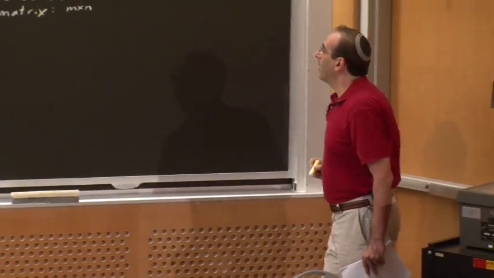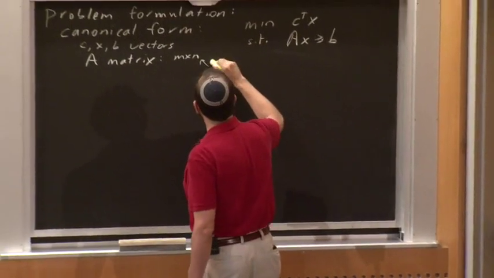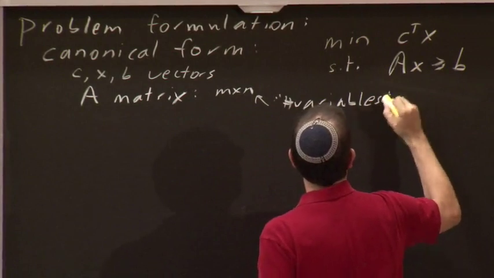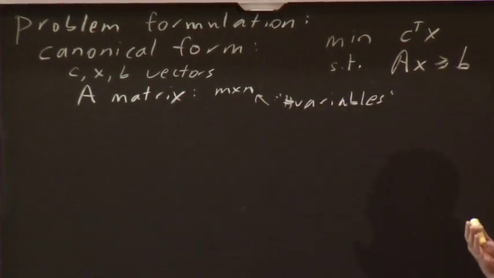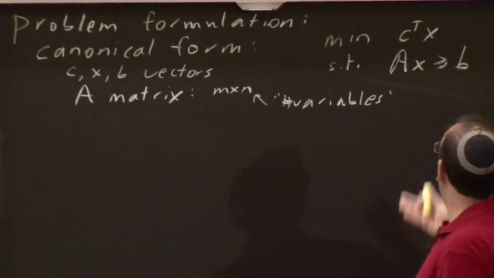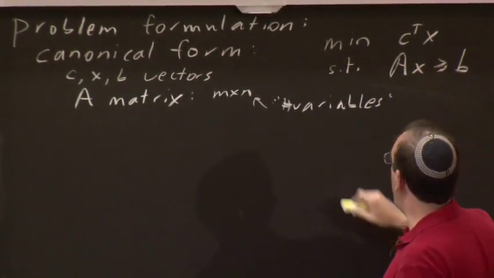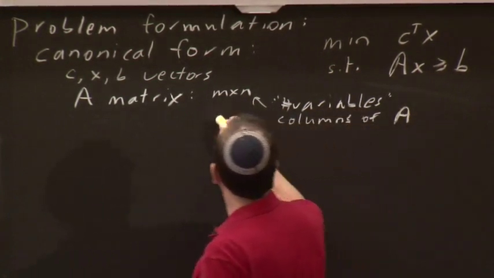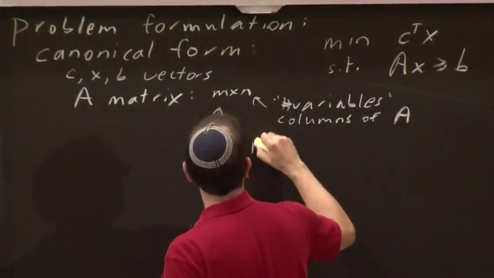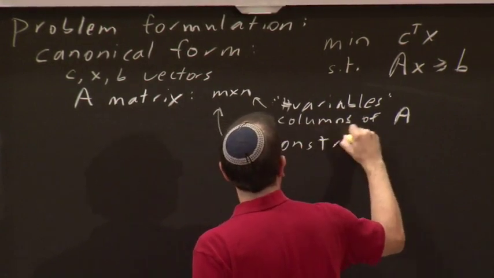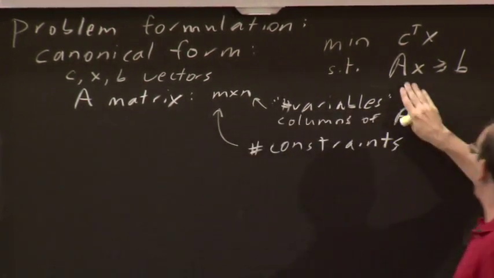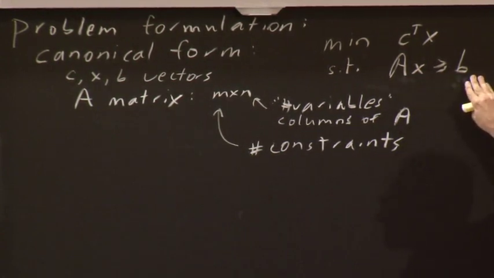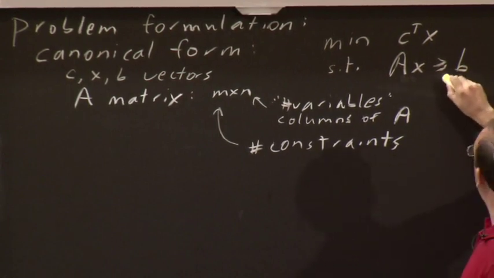Okay? Yeah, so in fact, n is going to be called the number of variables. It's the dimension of the vector x, and is therefore also the number of columns of A. And m is going to be the number of constraints. So I've got here this slightly odd notation where I've said this vector is greater than or equal to this vector. Right? What does that mean? It means coordinate-wise.